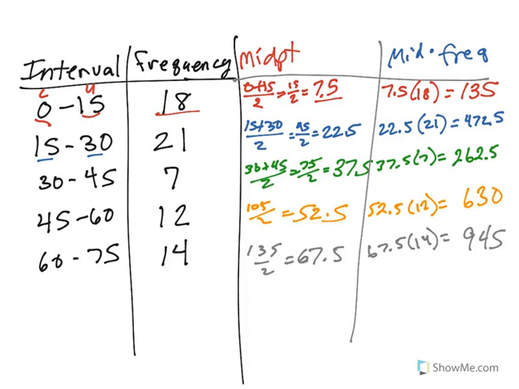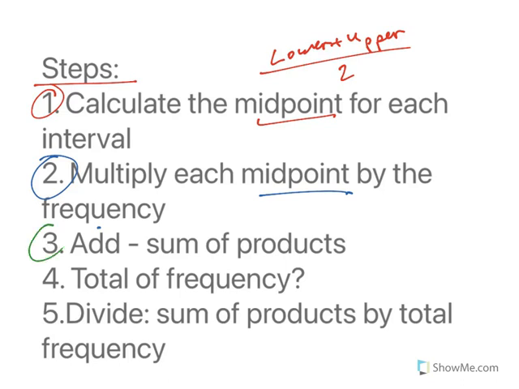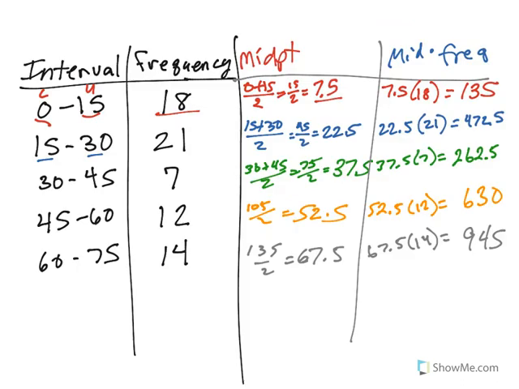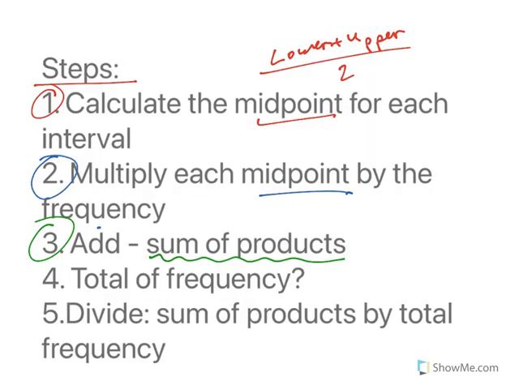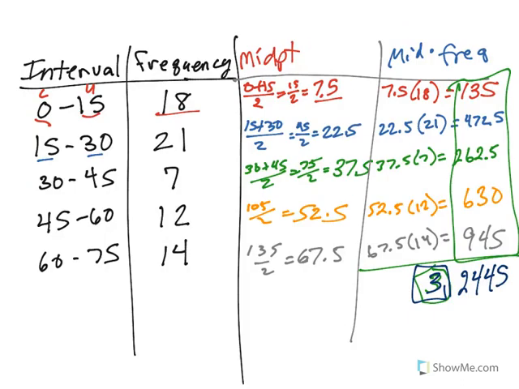Step 2, check. So now we go on to step 3, add. We want to find the sum of those products. So this here is step 3, adding up all of these numbers. When I add those together, I come up with 2,445. Step 4, what is the total of the frequency? So we're going to add up the frequency. If I add 18 plus 21 plus 7 plus 12 plus 14, I get a total frequency of 72.